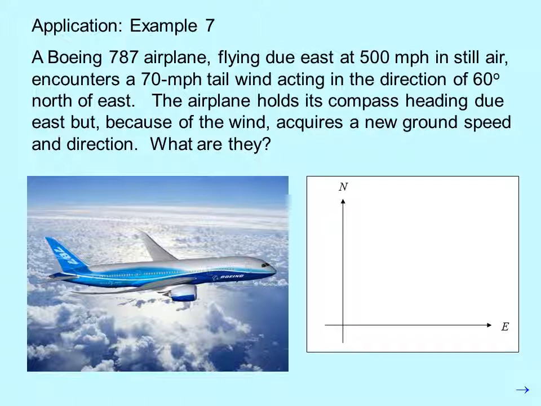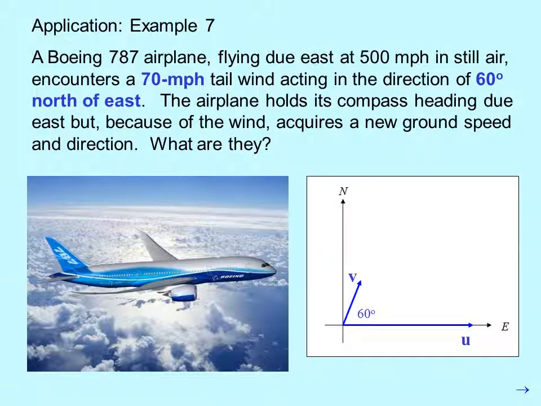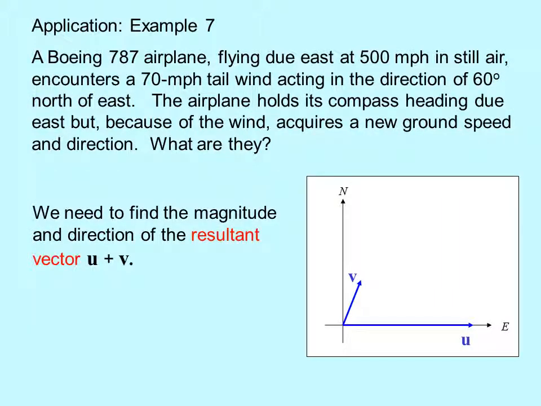We can draw our vectors. First, the vector for the airplane, which is due east at 500 miles per hour. And then the vector for the wind, which is 60 degrees north of east at 70 miles per hour. Notice that this drawing is not to scale. We need to find the magnitude and direction of the resultant vector u plus v.